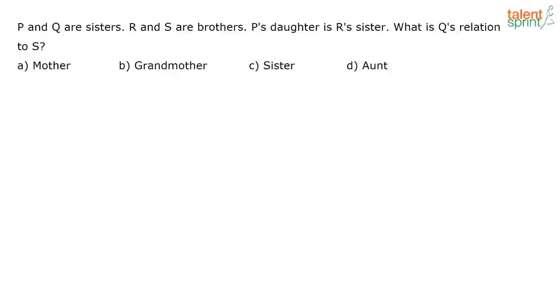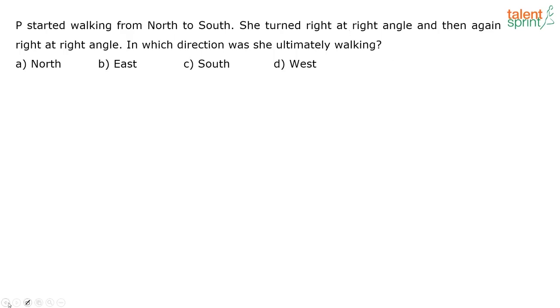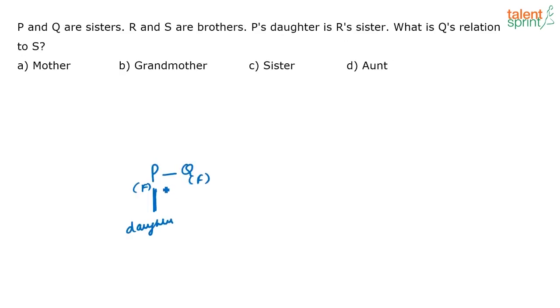Yes, for this question everybody is giving me the answer as option D. So what is given? P and Q are sisters. So P and Q are in the same generation and they are sisters. So both of them are females, correct? Both of them are girls. Then R and S are brothers and P's daughter is R's sister. So P has a daughter, who is R's sister. So basically R is also a child of P.